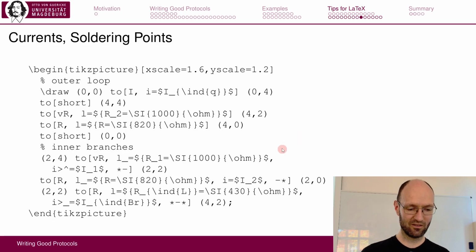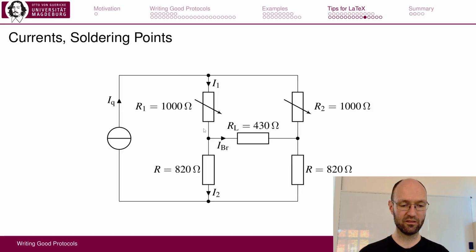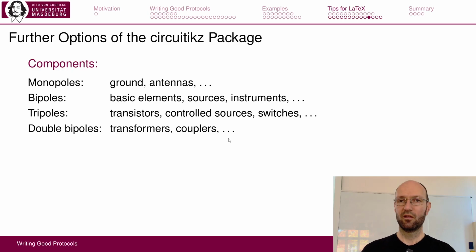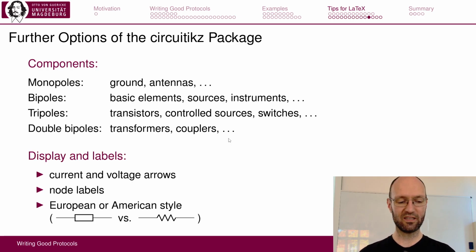The last thing is that we add these soldering dots here. So this creates a soldering dot, this creates a soldering dot. This is the one at the top, this is the one at the bottom, and these are the 2 ones for the bridge resistor, right? And I think I've also added currents now, so that we have a label for the currents inside the circuit. And there are many more elements: bipoles, tripoles like transistors, transformers as double bipoles, monopoles like an antenna.